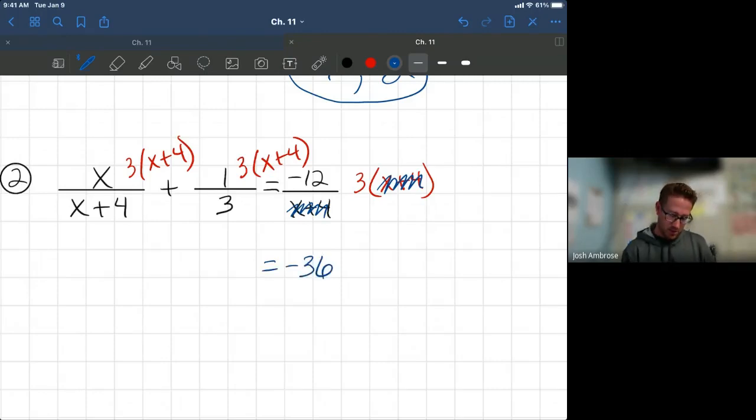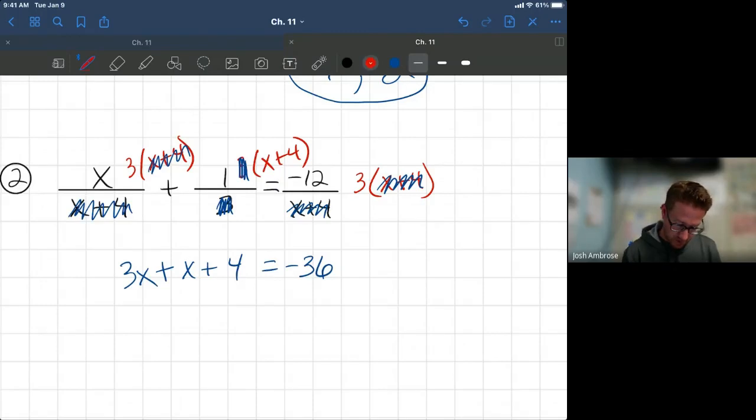All right, 3 crosses out with 3. X plus 4 times 1 is simply x plus 4. That's nice. The x plus 4, the x plus 4, they cross out. 3 times x, it's going to make 3x. So here's all of the pieces that I have left. I have a 3x plus x plus 4 equals negative 36. 3x plus x makes 4x plus 4 equals a negative 36.